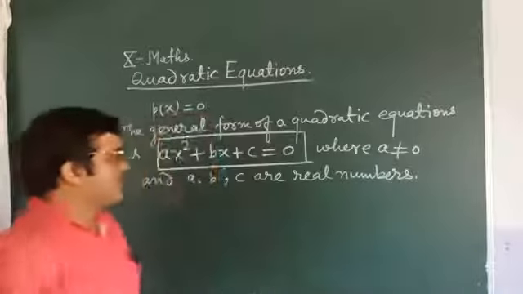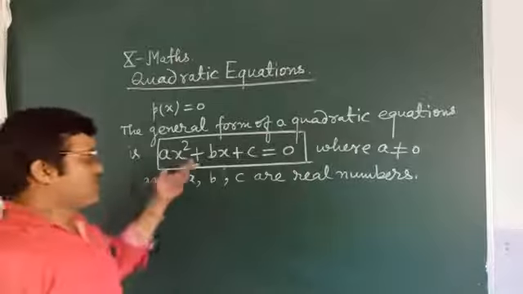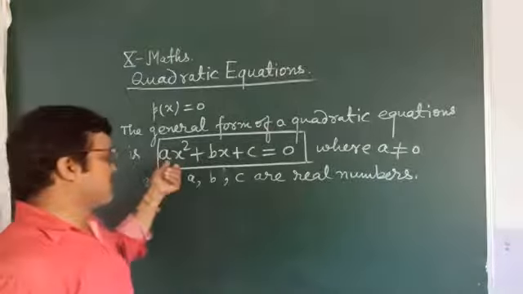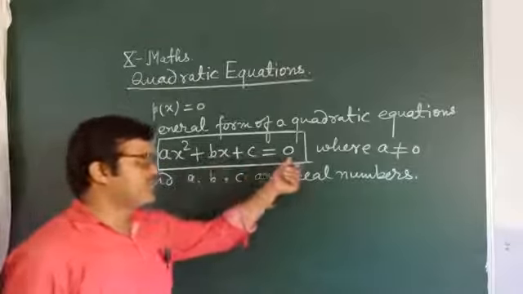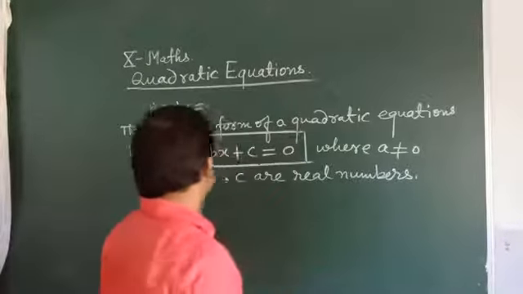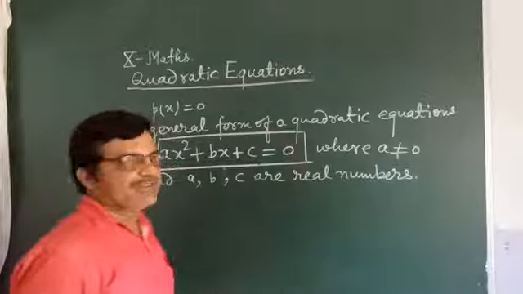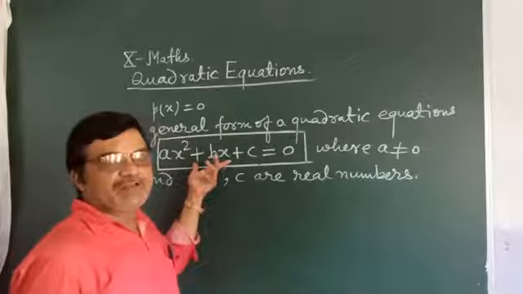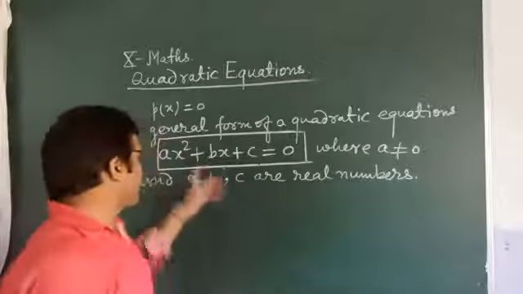So the most important form of a quadratic equation is the general form. The general form of a quadratic equation is ax square plus bx plus c equal to 0, where a not equal to 0 and a, b, c are real numbers. It is a quadratic equation in variable x; its highest degree is 2.